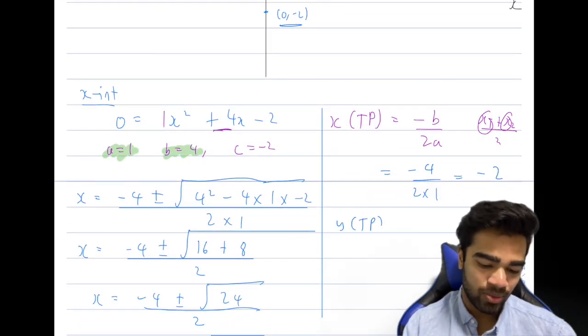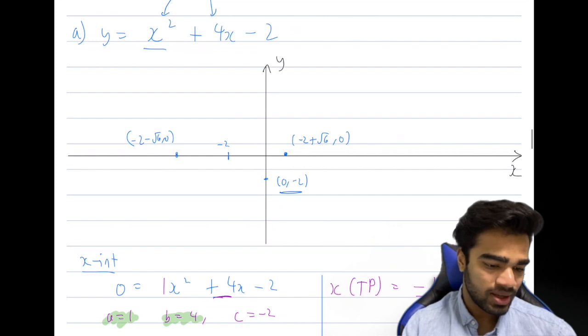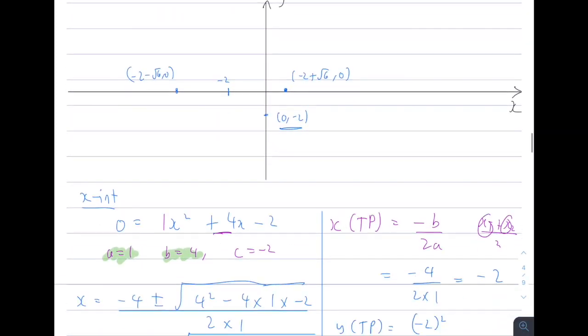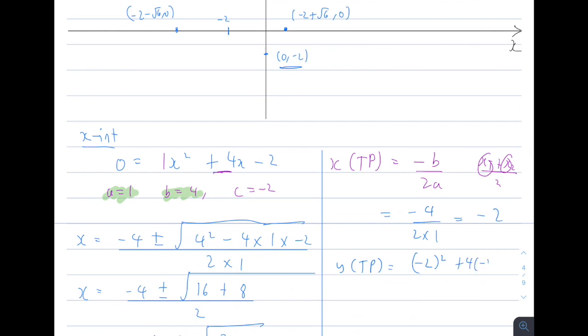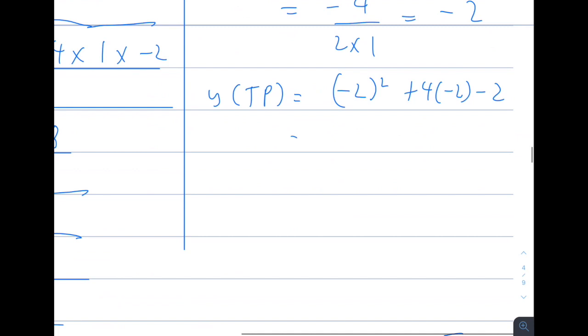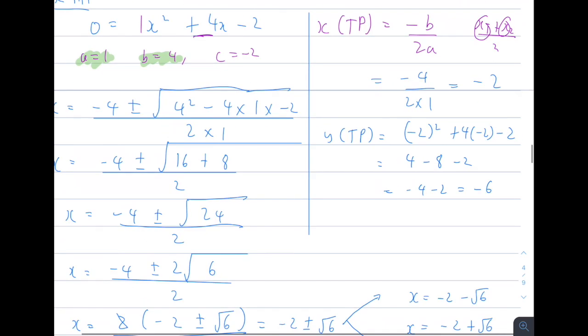To find the y-coordinate of the turning point, it's going to be -2 squared, so I'm just subbing it in, plus 4 times -2 minus 2. Okay, so let's do this. -2 squared is 4, 4 times -2 is -8, so 4 minus 8 is -4, minus 2 is -6. Okay, so our turning point is (-2, -6).